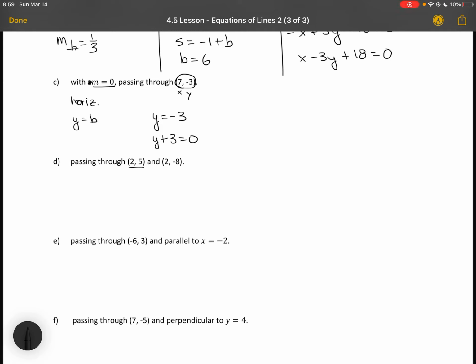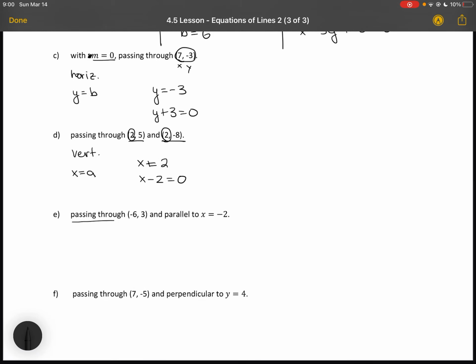The next one, I'm asked to find the equation of the line that's passing through these 2 points. What I notice right away is that my x values are the same, which means this has to be a vertical line. The form of all vertical equations is x equals a. In this case, a happens to be 2. Putting it into standard form would be x minus 2 equals 0.